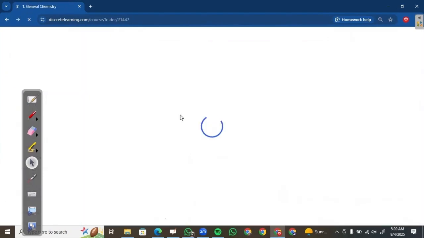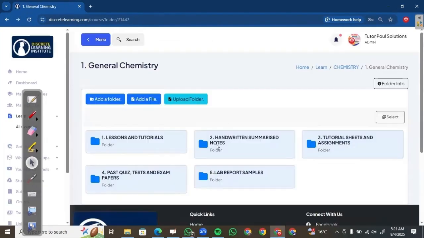Once you leave this folder for the lessons and tutorials, you go back here. Once you're back here, you can see we have handwritten summarized notes. On all the topics, we have handwritten, well summarized notes if you want to read them. They are very funny and very direct to the point, so you can also read them.